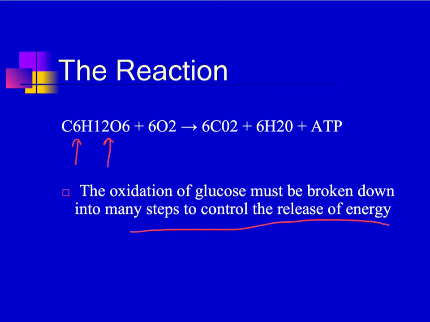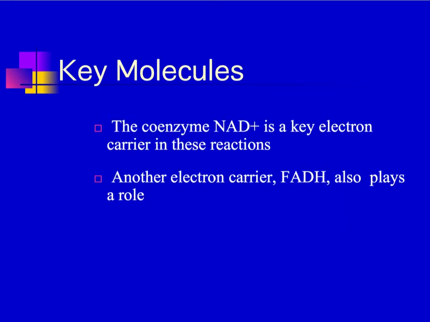Now, let's talk about this right here. When gasoline combusts in the engine of your car, it's happening very quickly, okay? The oxidation of glucose is kind of the same idea, but it's broken down into all these tiny little steps to control the release of energy so that it can be used for what the cell wants to use it for. So that's why there are all of these little steps.